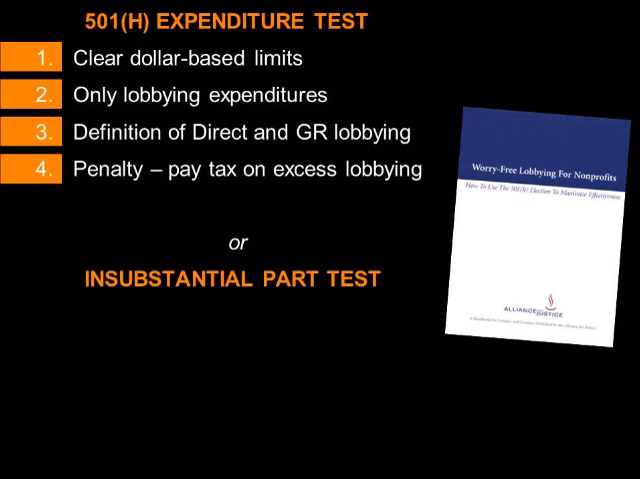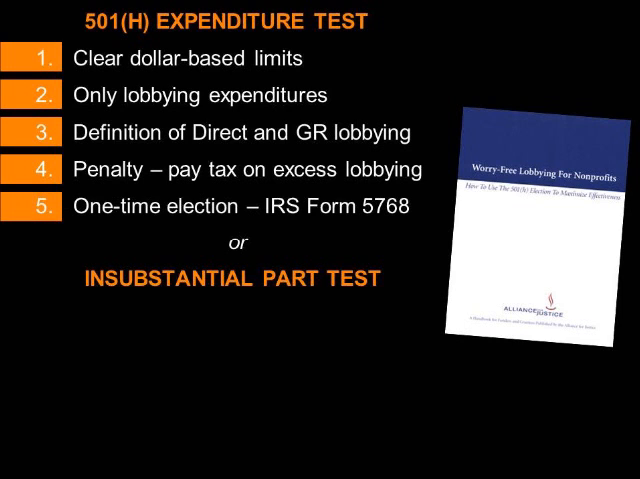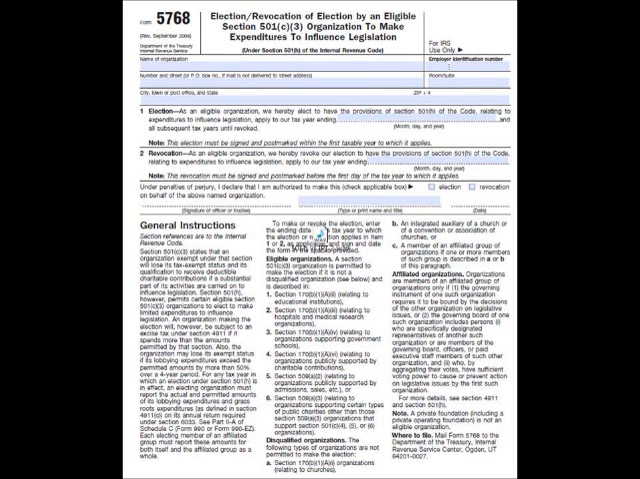The penalty for a 501c3 going over its annual lobbying limit is that it has to pay a tax on the excess lobbying amount. A 501c3 is only at risk of losing its C3 status if it goes over its lobbying limit by quite a lot over a 4-year period. In order to get these benefits of the clear dollar-based lobbying limits and the definitions of lobbying, a 501c3 will have to fill out a very simple one-page form called Form 5768, and it has to send it in to the IRS. The C3 only has to fill out this form one time, and the 501h expenditure test stays in effect until the C3 revokes it using that same form.